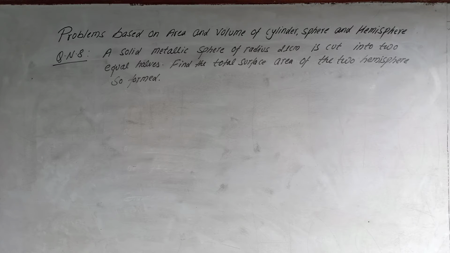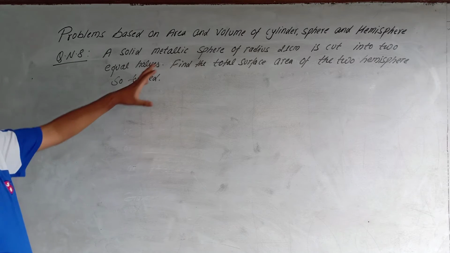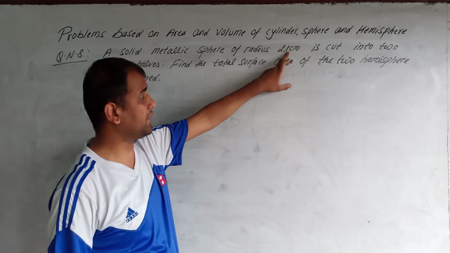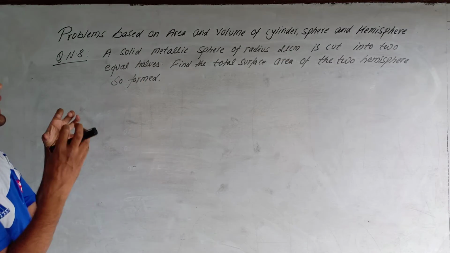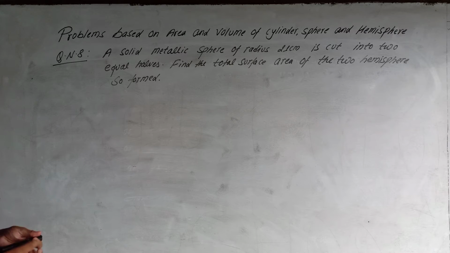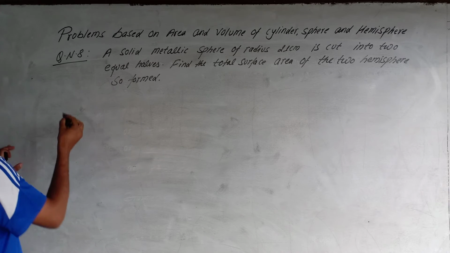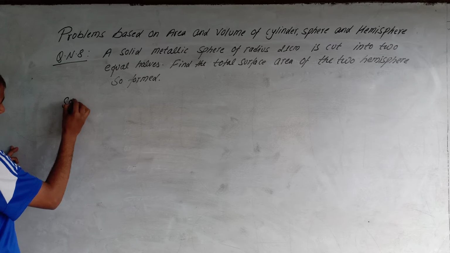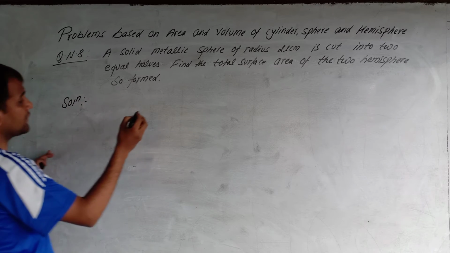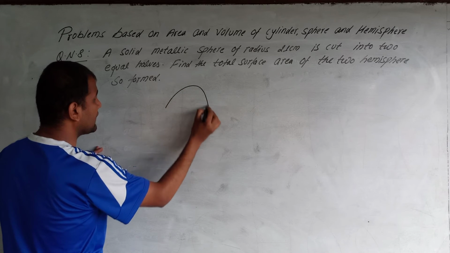Okay, in this question, it is given that there is one metallic sphere of the radius 21 centimeter that is cut into 2 equal halves. That means they form 2 equal hemispheres. Find the total surface area of the 2 hemispheres so formed. Solution. Let's draw the figure at first to be more clear.